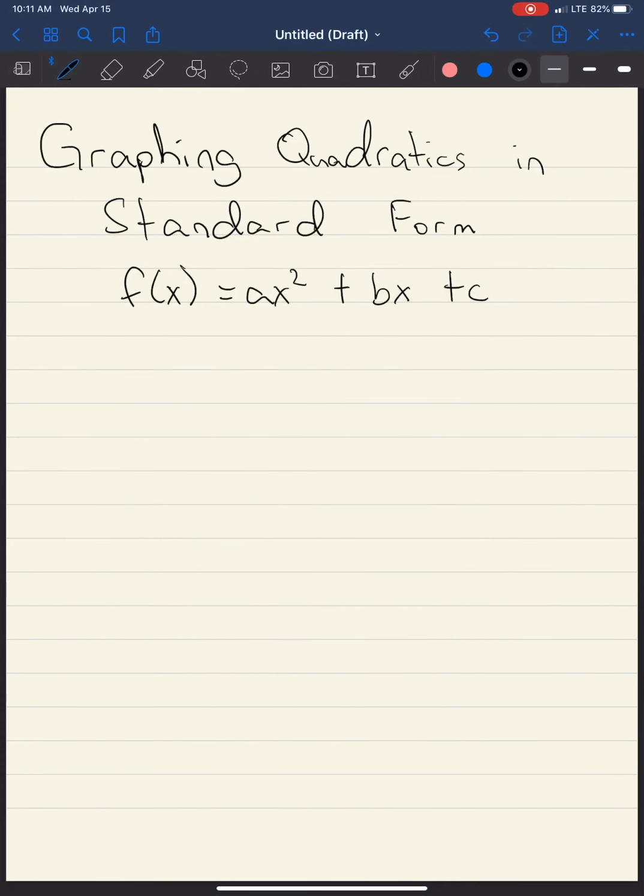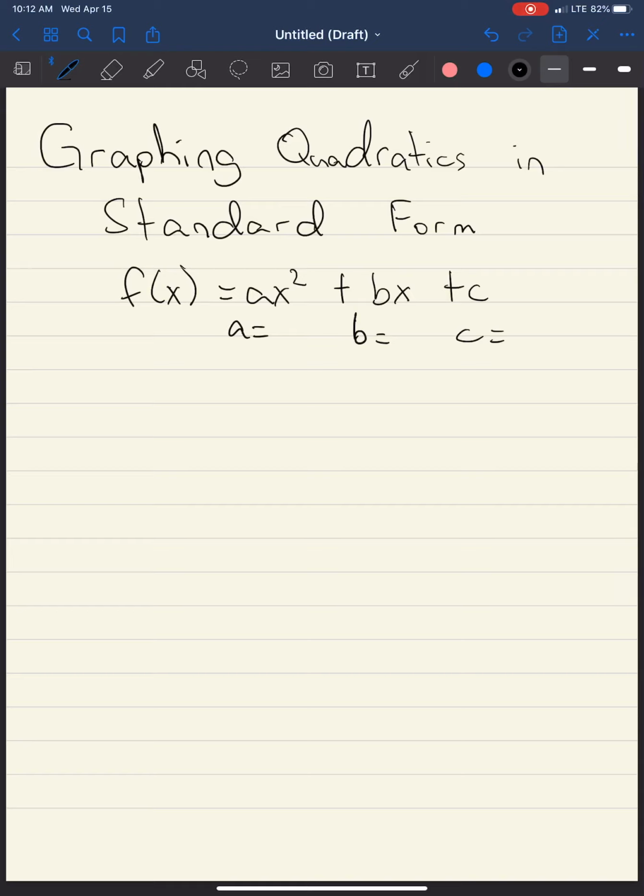Good morning, everybody. Today we're going to talk about graphing quadratics in standard form. Just a reminder, standard form is f of x equals ax squared plus bx plus c. When we are graphing in standard form, we have to find those same six key parts to graph that we found in vertex form. But in order to do that, the first thing we have to do is figure out what A equals, B equals, and C equals.